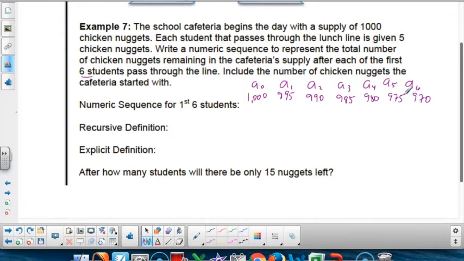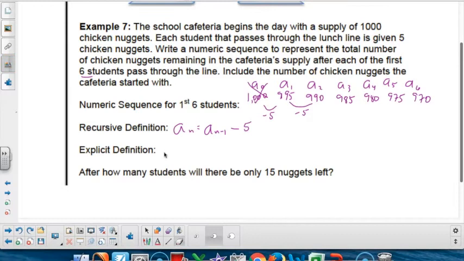Once you've written out these first 6 terms, guys, it's no longer a word problem. You've got your sequence. You should be able to write a recursive definition. Now, this is a little different from many of the ones we've done before because notice that my numbers aren't growing this time. Instead, my numbers are decreasing. What I'm actually doing is subtracting 5. So when I write that recursive definition, it's a sub n minus 1 minus 5 instead of plus 5, because all that's changing to get to a new term is you take the term before it and you subtract 5 chicken nuggets.